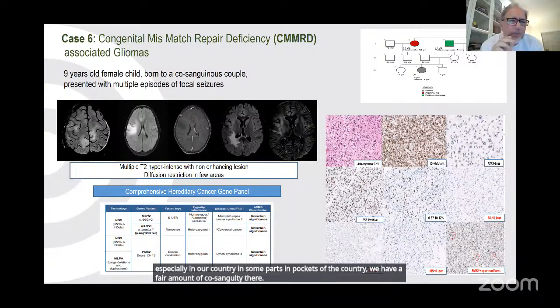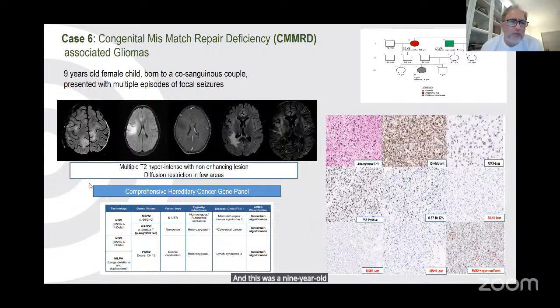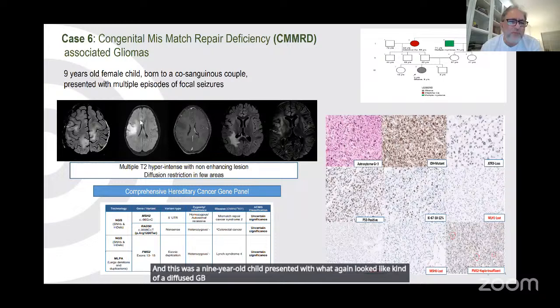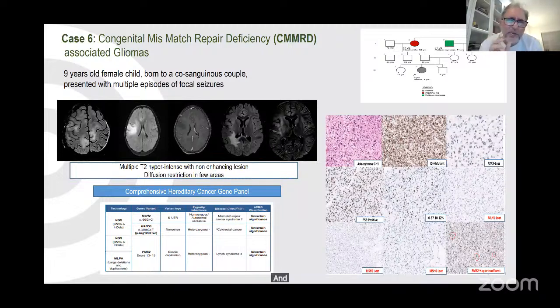This was a 9-year-old child who presented with what looked like a diffuse GBM with a high diffuse pattern, multifocality, hyperintense, non-enhancing, mind you. It was called high-grade glioma. And then we realized that it was a congenital mismatch repair deficiency, what is called CMMRD. It's a congenital association. With the microsatellite instability, their genome is very unstable, but they respond beautifully to immunotherapy.